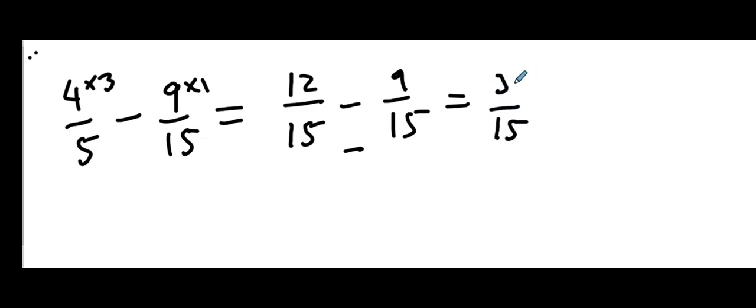Now let's look at our answer and see if we can simplify this. So is there a common factor of 3 and 15? Remember, our factors are different from our multiples. Well, we know that 3 goes into 3 and we know that 3 goes into 15. So let's divide that in. So 3 into 3 goes once and 3 into 15 goes 5 times. And so our answer then is 1/5.